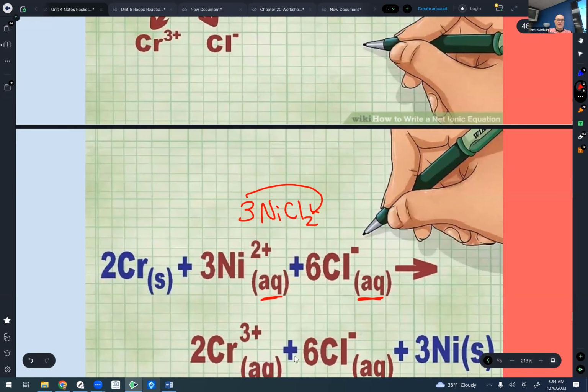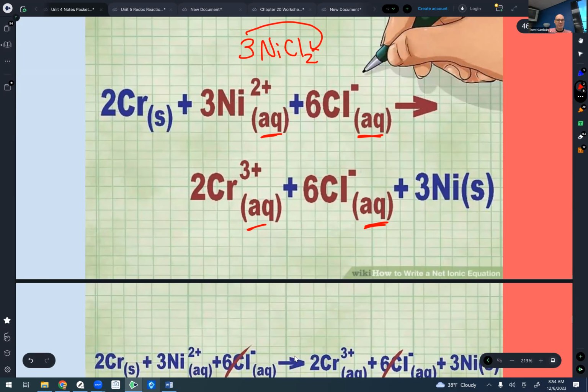So here we go. So here we have it all split up. Now we can look at this and we start saying, are there any spectator ions that haven't changed their charge? Go ahead, help me out.